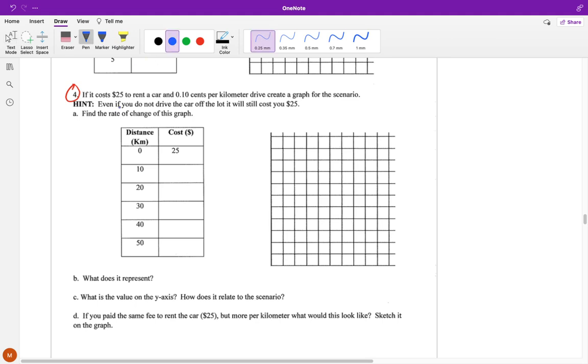All right, so for this one, it costs $25 to rent a car and 10 cents for every kilometer you drive. Create a graph for the scenario. And even if you do not drive the car off the lot, it will still cost you $25. That's why with 0 kilometers, it's still $25.